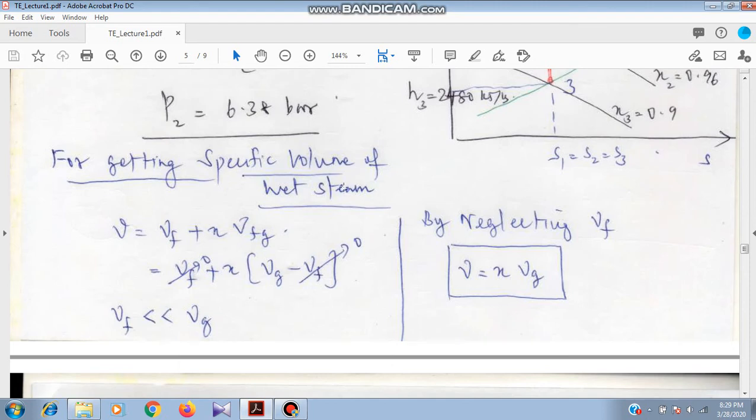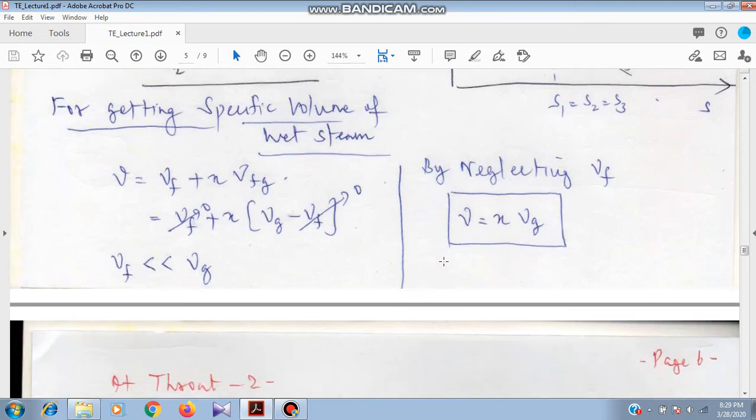And for getting the specific volume of wet steam, we know V equals Vf plus X Vfg. Vfg is Vg minus Vf, where Vf is the volume of liquid and Vg is the volume of vapor. The volume of liquid is very, very small, negligible when considering the volume of vapor. So Vf can be neglected, and V is X Vg only. By neglecting Vf, the specific volume of wet vapor is X Vg.